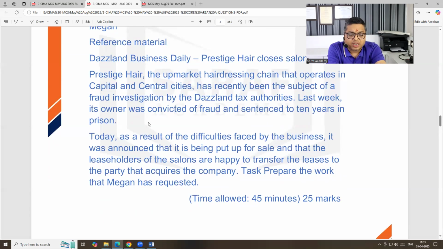Task: prepare the work that Megan has requested. It should be in the next line. PDF, sorry. Task: prepare the work Megan has requested, in total 45 minutes, 25 marks.